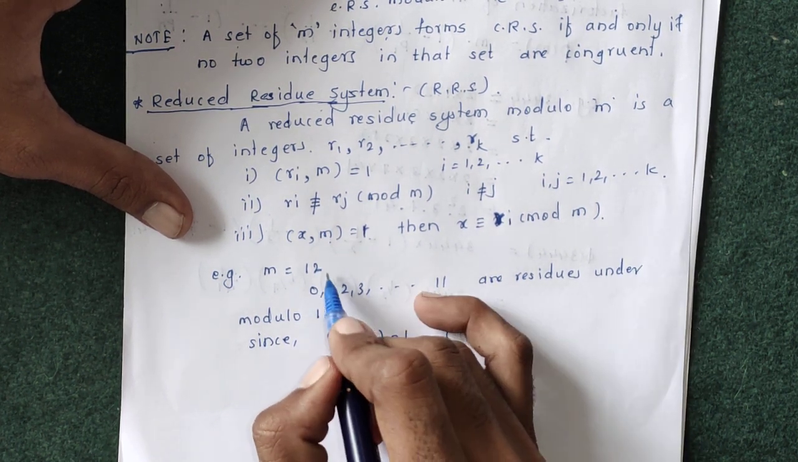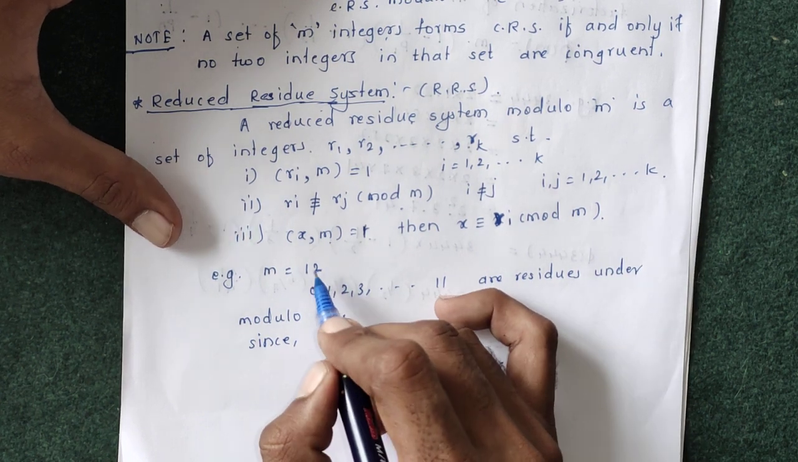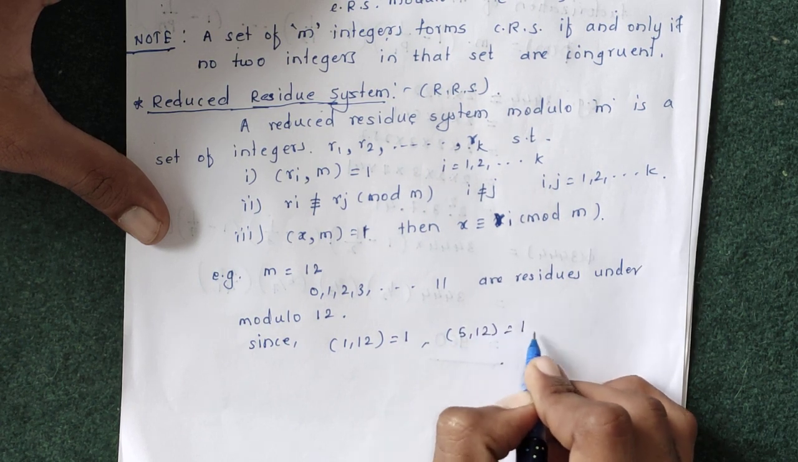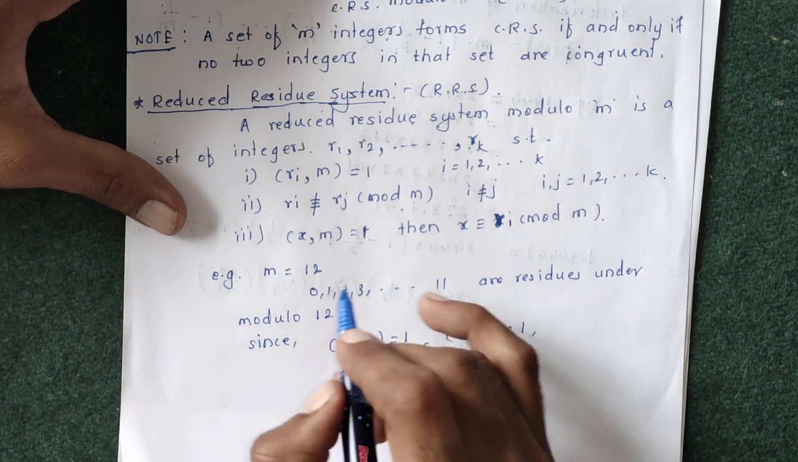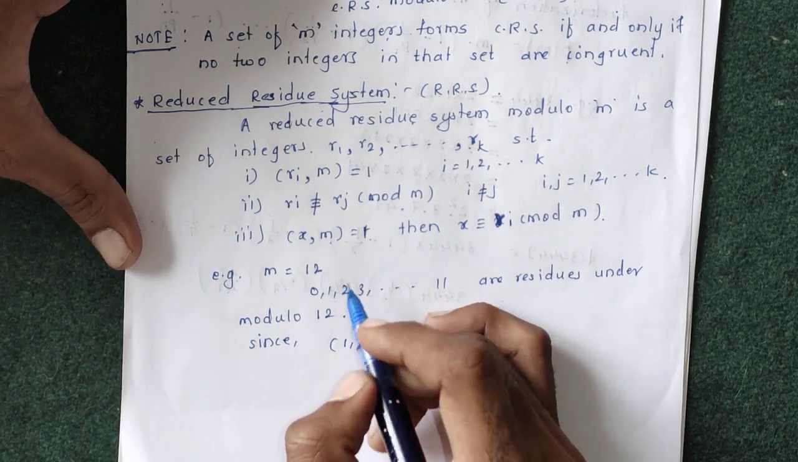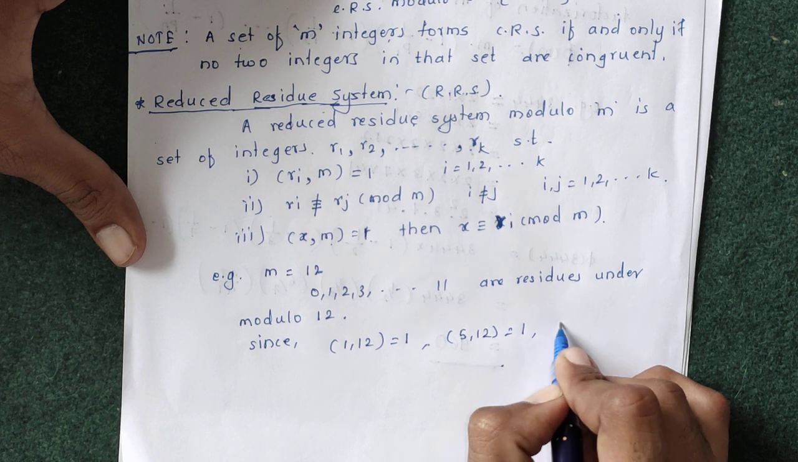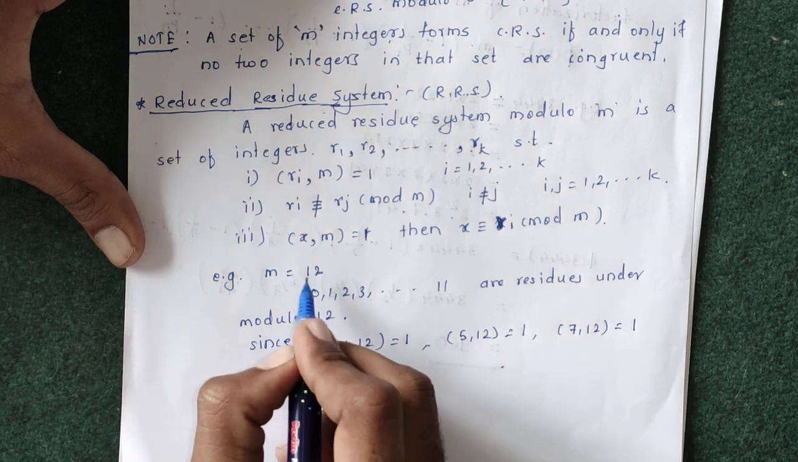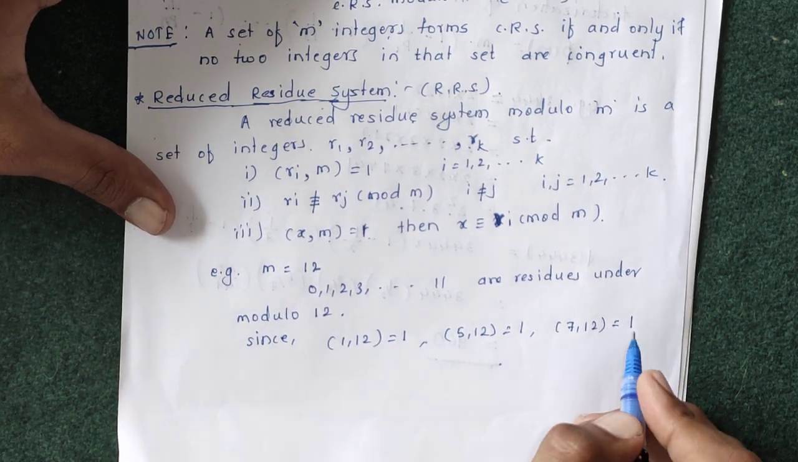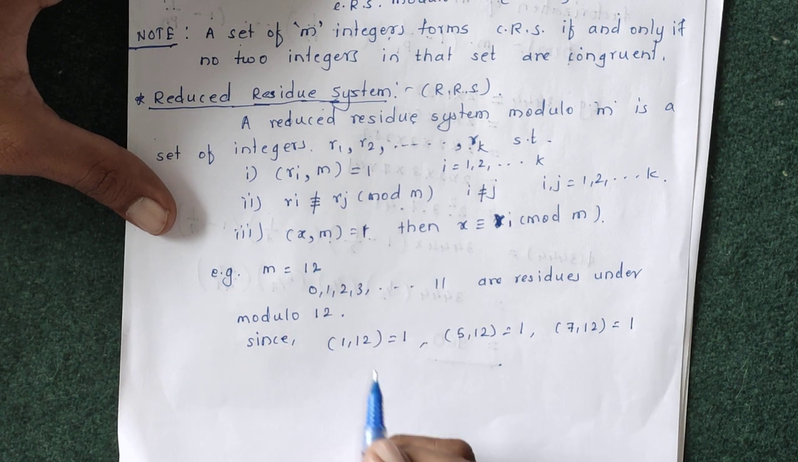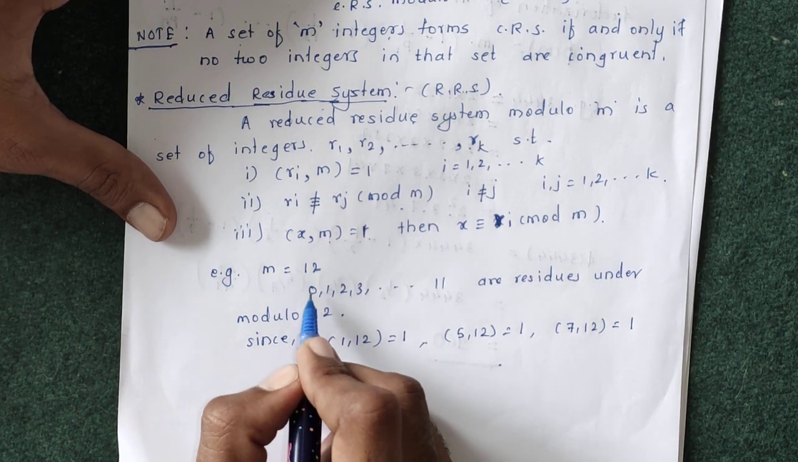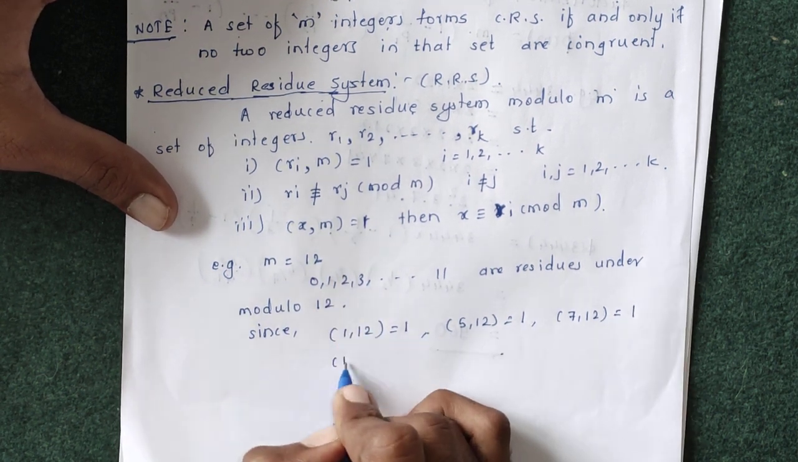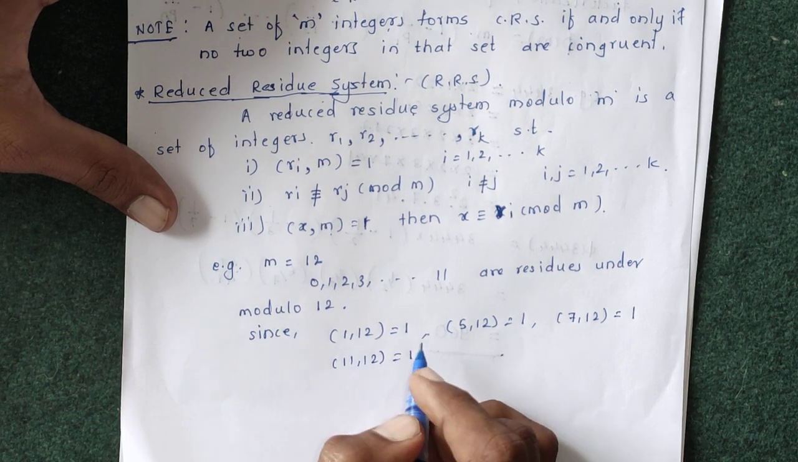Similarly, the residue of 2 and 12 is 2, 3 and 12 is 3, 4 and 12 is again 4. Residue of 5 and 12 is equal to 1. Residue of 6 and 12 is 6, since 6 divides 6 and 6 divides 12. Residue of 7 and 12 is equal to 1. Residue of 8 and 12 is 4, since 4 divides 8 and 4 divides 12. Residue of 9 and 12 is 3, since 3 divides 9 and 3 divides 12. Residue of 10 and 12 is 2, since 2 divides 10 and 2 divides 12. Residue of 11 and 12 is equal to 1.